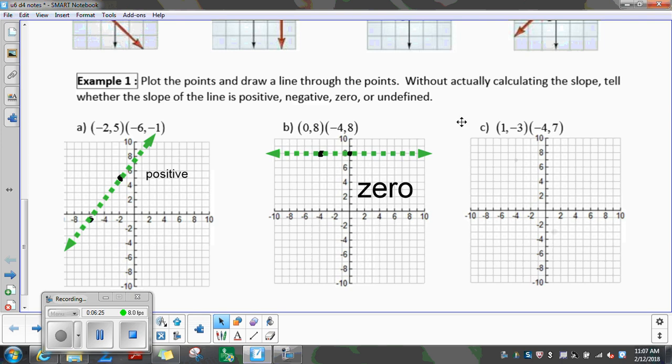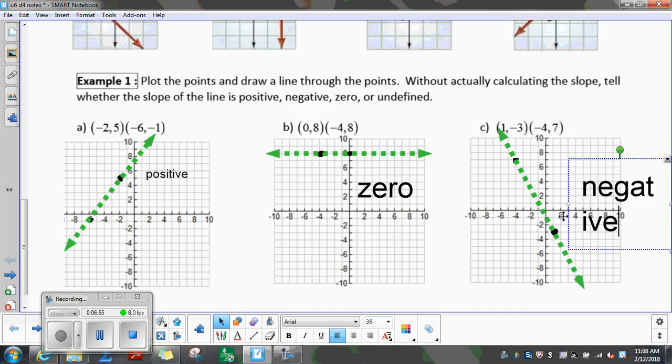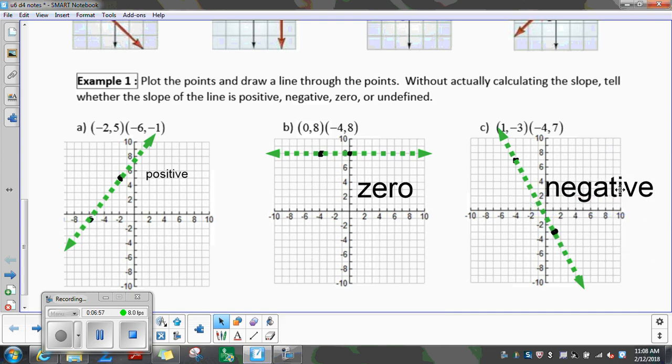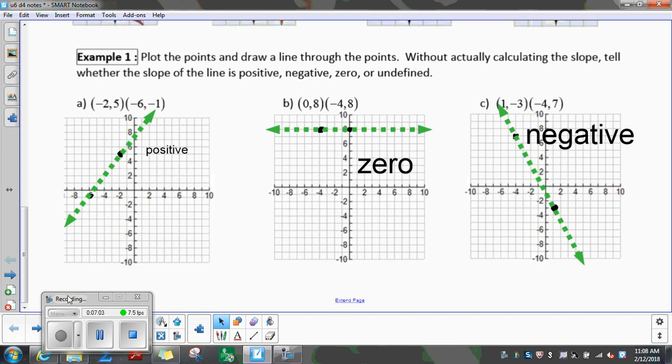Okay, and this last one, I got negative 4, 7, which is right here, and 1, negative 3, which is right here. So I draw my line. I might have to adjust it some. Yeah, I'll have to adjust it so it's just a little bit taller. There we go. So this one looks like I'm going down a roller coaster. So that one would be negative. Negative slope right there. So those are the different kinds of slope.